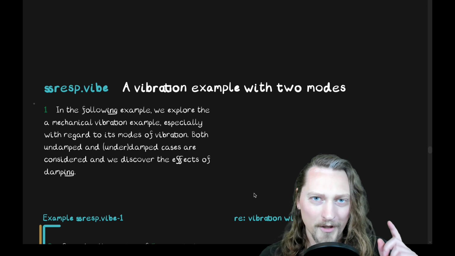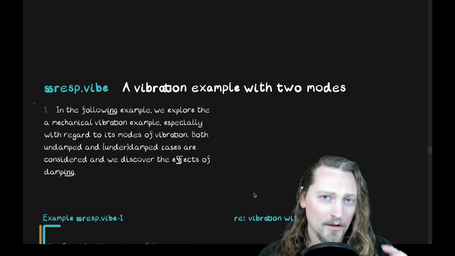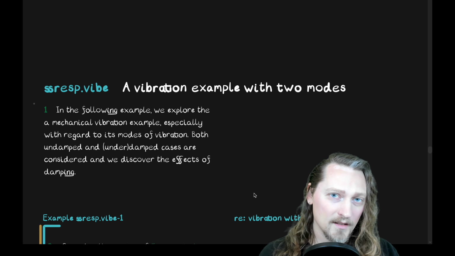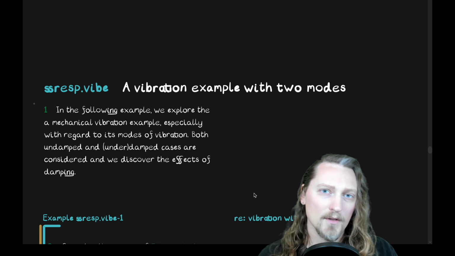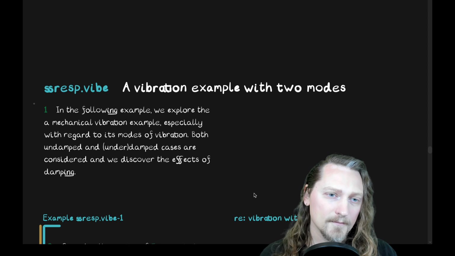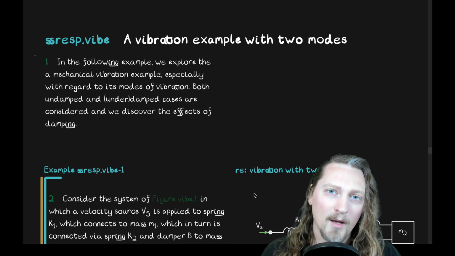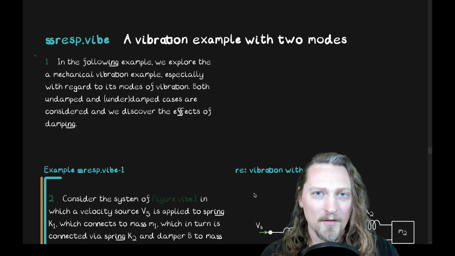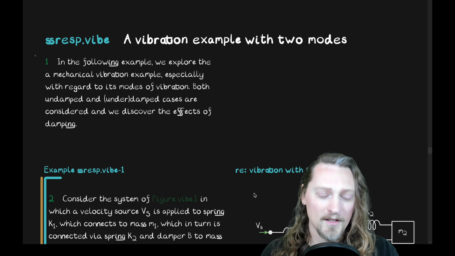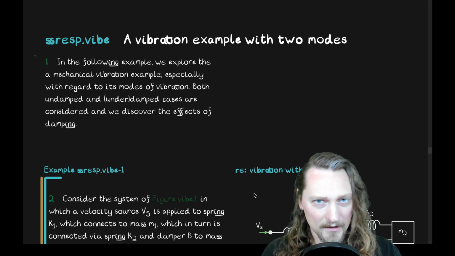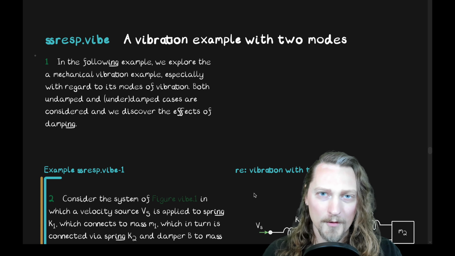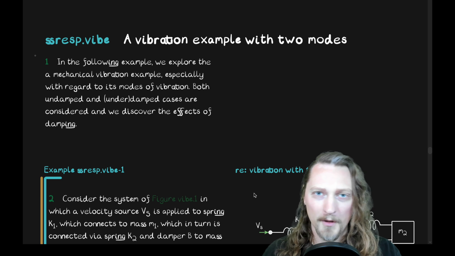All right, we're going to do an example today with state space response techniques. This example is going to have two vibration modes associated with it, so we're going to dig into that. Both an undamped case where each of the vibration modes is undamped, and a case where we add in a little damping, and we're going to see what happens to those two vibration modes when we add a little damping in. So we're going to do both of those cases in the following example.